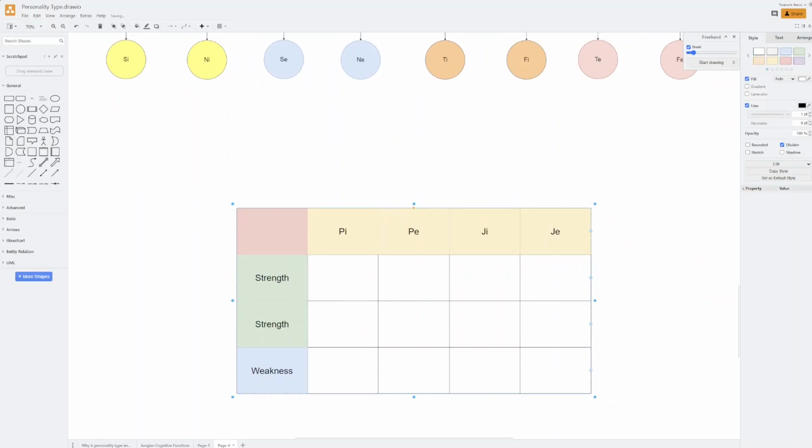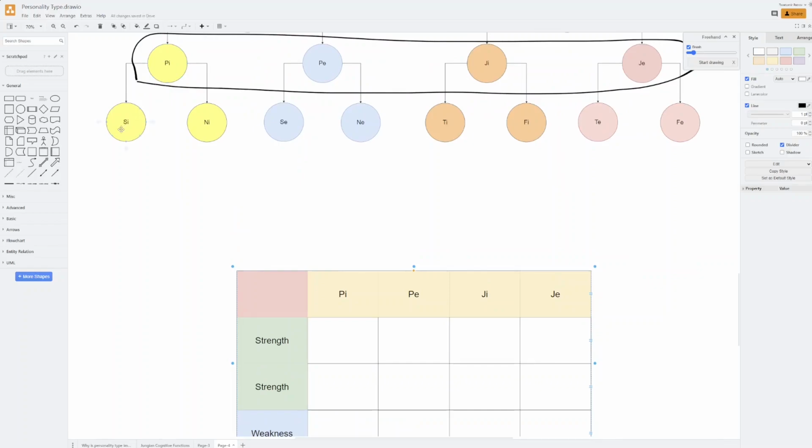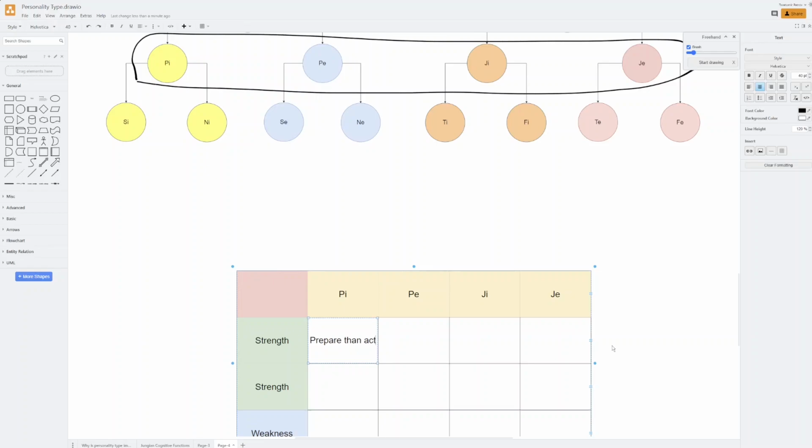For the PI process, again, the sub-processes are SI and NI, introverted sensing and introverted intuition. What are the strengths of the PI process? People who have a dominant PI process usually have the strength that they first prepare and then act. This is very common for people with PI, and it applies both to people with dominant introverted sensing and to people with dominant introverted intuition.